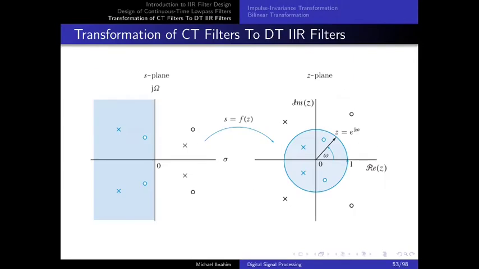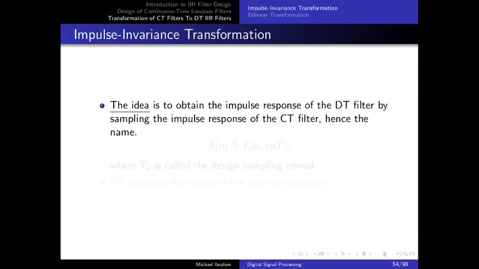So, as we can see over here, the left half plane of the S domain is mapped inside the unit circle, the j omega axis is mapped on the unit circle, and any poles or zeros happening in the left half plane will be mapped into poles and zeros inside the unit circle. So any useful transformation must satisfy these three conditions.